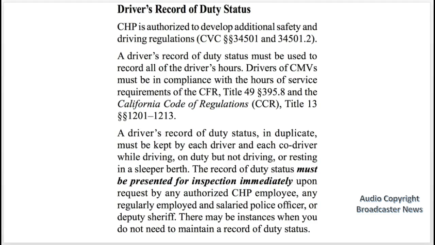upon request by an authorized CHP employee, any regularly employed or salaried police officer or deputy sheriff. There may be instances when you do not need to maintain a record of duty status.